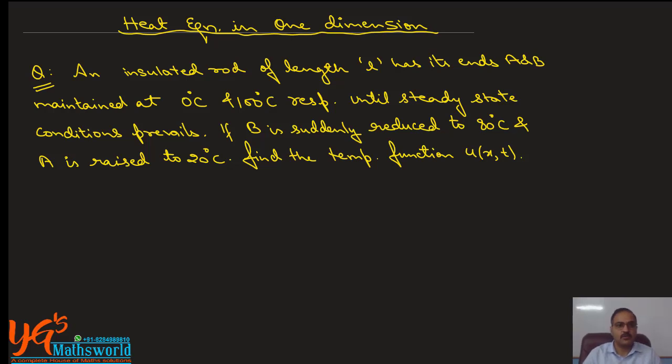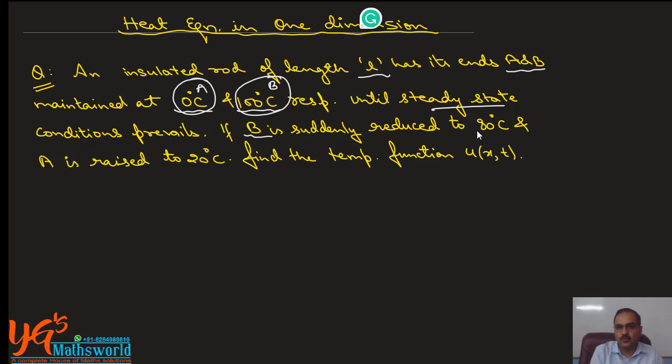Hello everyone. Today we are going to continue this topic of heat equation in one dimension. And today's question is: an insulated rod of length L has its ends A and B maintained at 0 degrees Celsius and 100 degrees Celsius. That means temperature at A is 0 and temperature at B is 100 until steady state prevails. Then we have reduced the temperature of B to 80 degrees Celsius and temperature of A to 20 degrees Celsius. Find the temperature function u(x).